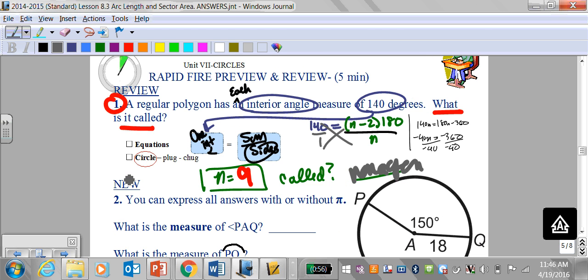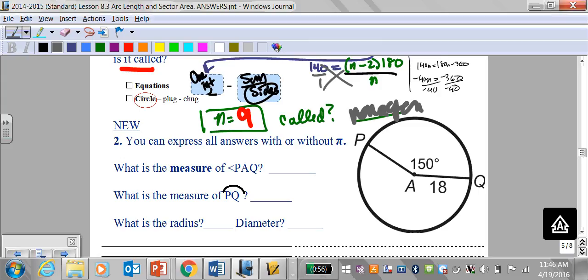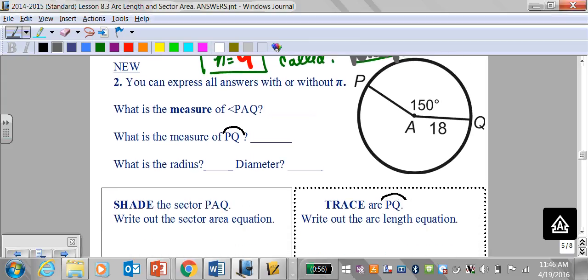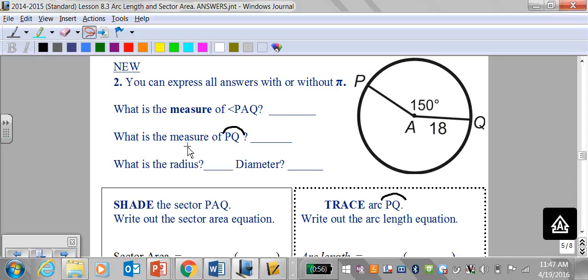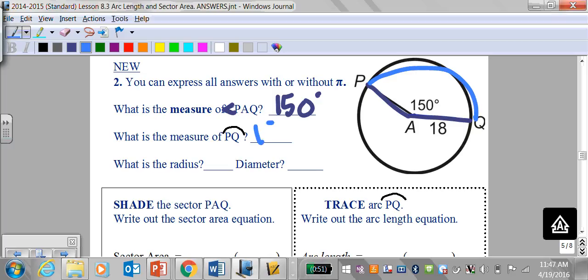Okay, we're going to finish this full first page together. So number 2, we're going to express all our answers with or without pi. I like to do pi form because it's easy. Ready? I'd like you to trace the angle PAQ. Anna, what's that in degrees? 150 degrees. Kyle, what's the degree curvature of PQ? 150 degrees as well. Because measure of, underline that word measure. I need you to start noticing that word measure. That's the buzzword here.